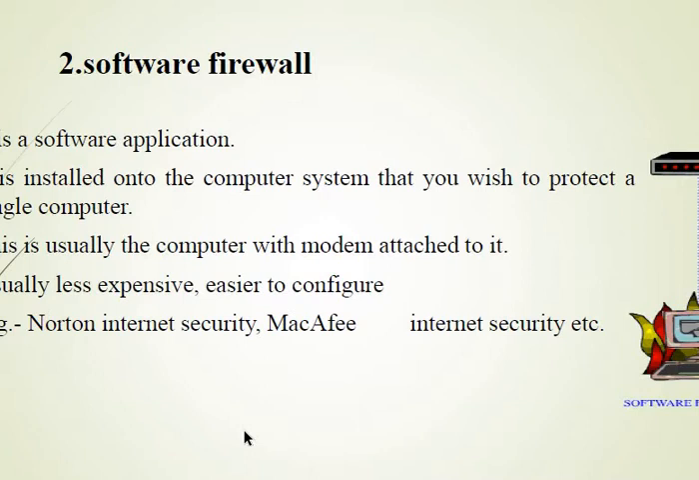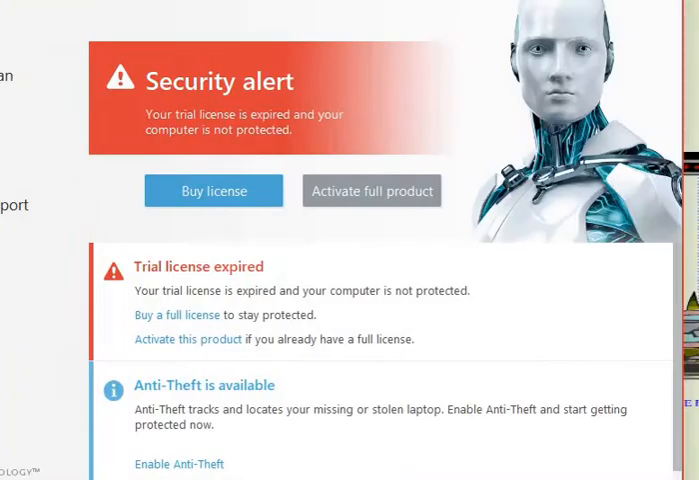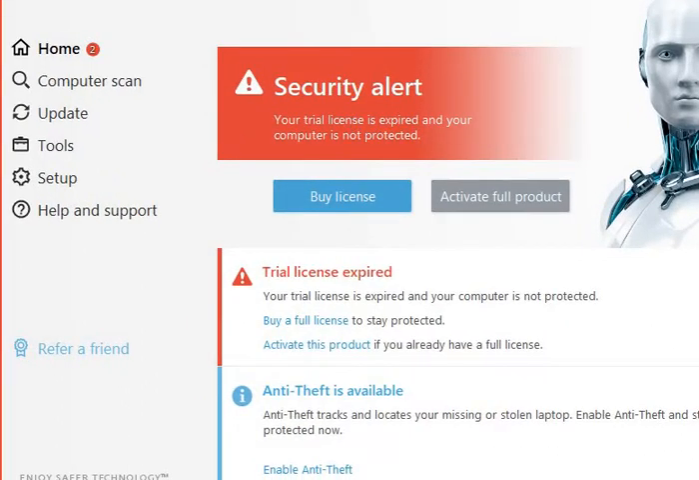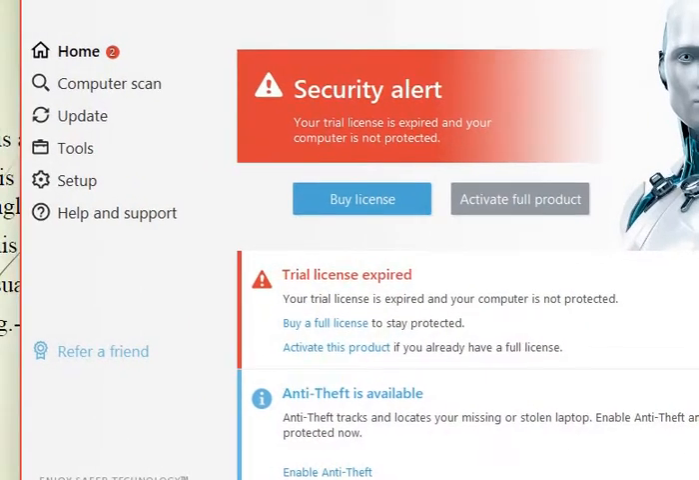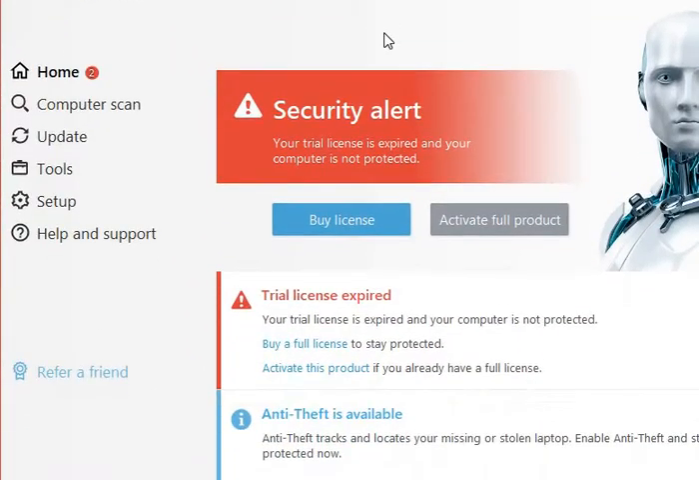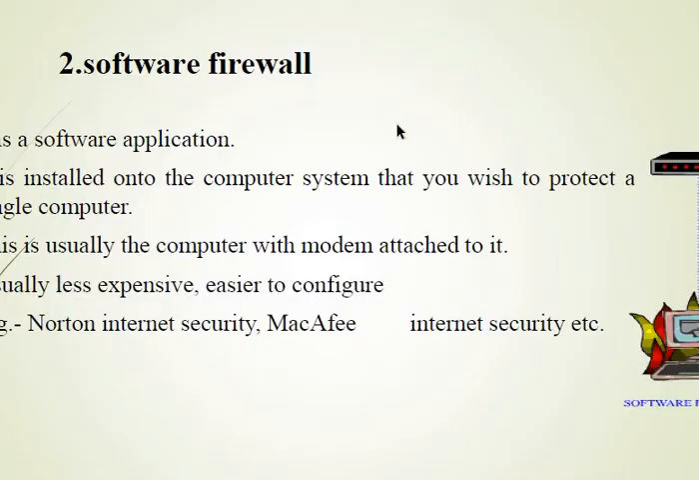I will show you. On my computer, I already have the ESET antivirus installed. Currently I have the trial version. It will expire soon, which is why it is showing the alert. I'm going to purchase it soon, and I have to take the 3 years plan. So this is ESET Internet Security. I will show you exactly how ESET is managing the firewall and how we can update, edit or delete the firewall rules. So this is about the software firewall.